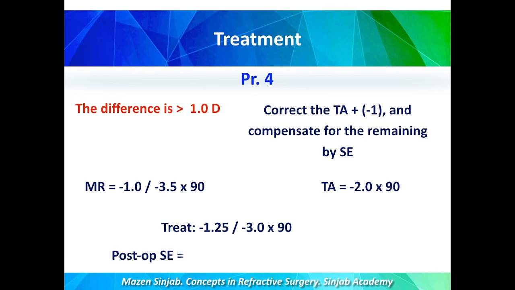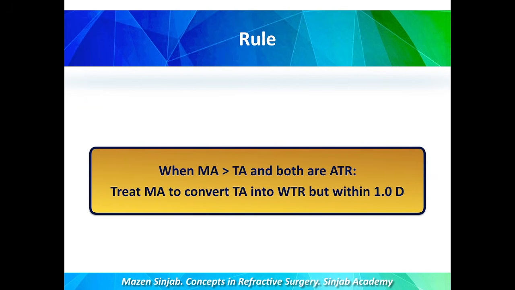And in this case, the postoperative spherical equivalent will be 0, and the postoperative topographic astigmatism will be minus 1 at 180, which is with the rule astigmatism and within 1 diopter. So the golden rule says when manifest astigmatism is larger than topographic astigmatism and both are against the rule, treat manifest to convert topographic astigmatism into with the rule but within 1 diopter.